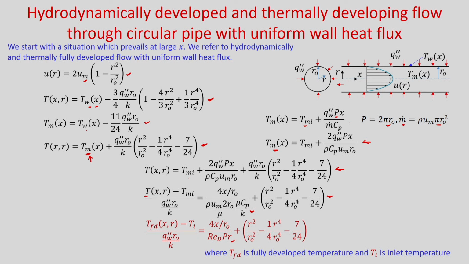What is this T? T is your fully developed temperature profile. Fully developed means hydrodynamically and thermally fully developed. So, TFD minus Tmi; the inlet temperature in this particular case is Ti. So, you will get TFD minus Ti divided by q''w r0 by k, and in the denominator you will get the Reynolds number based on diameter times Prandtl number. This is the temperature profile in a fully developed flow, where TFD is the fully developed temperature and Ti is the inlet temperature.